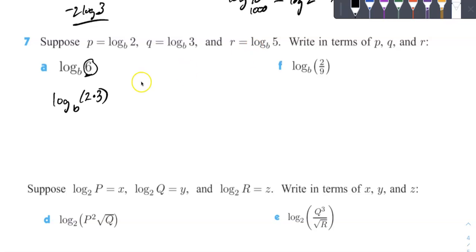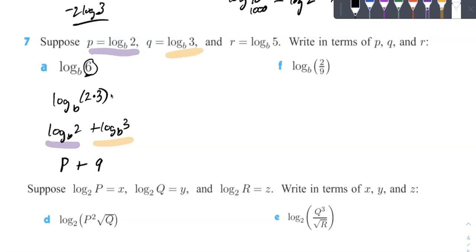And then remember, multiplication in logs is the same thing as saying addition. Log base B of 2 plus log base B of 3. And now this guy is P, and this guy is Q. So I just write this as P plus Q. So that's what they mean. They want you to rewrite this so you get one of these guys, and then you replace those guys with P and Q.